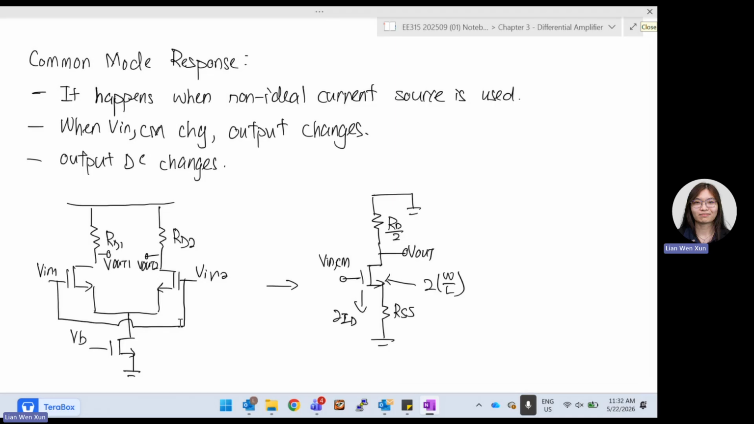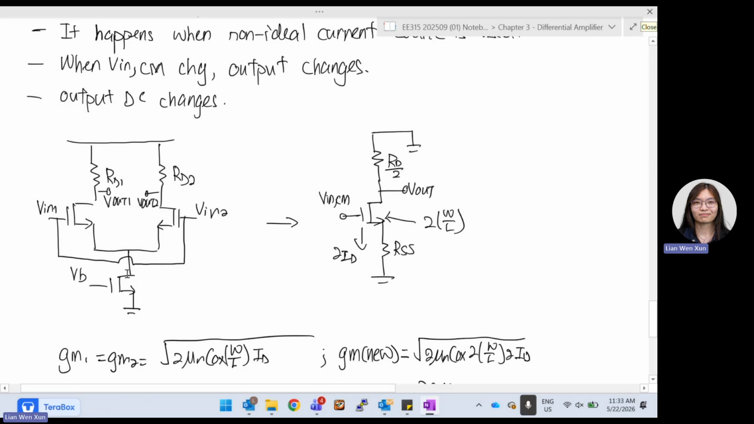Imagine that your input common source changes, your V in 1 and V in 2, you connect them together. When it changes up and down, the output DC level will also change, because you're changing the input DC. Because now, this is not ISS anymore. It is something that is powered by external sources, by bias voltage.